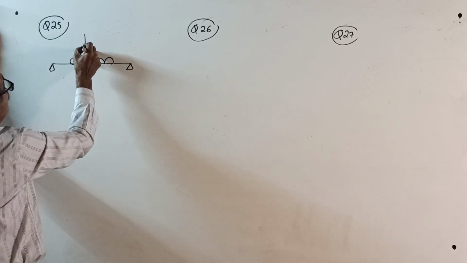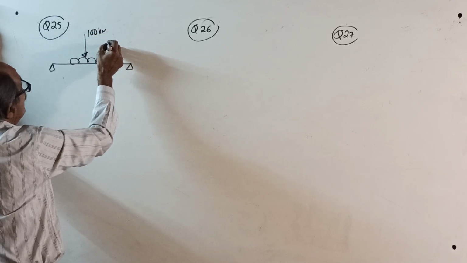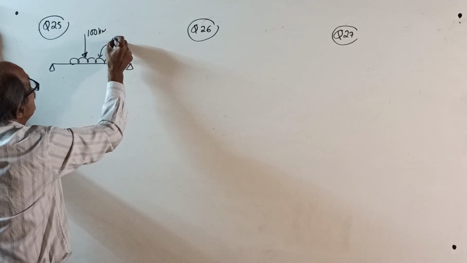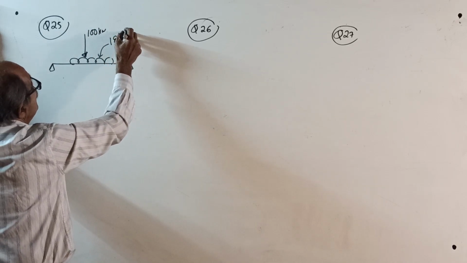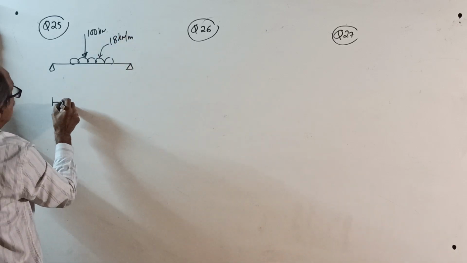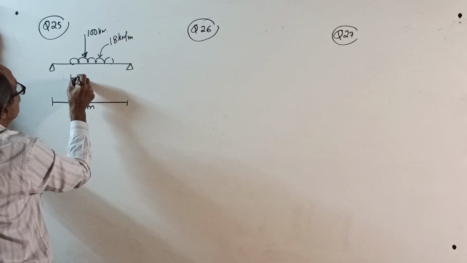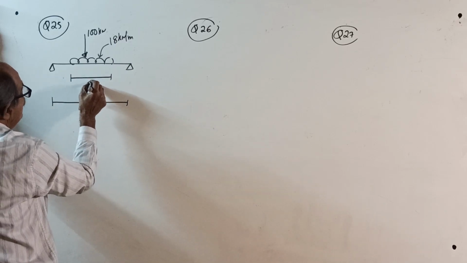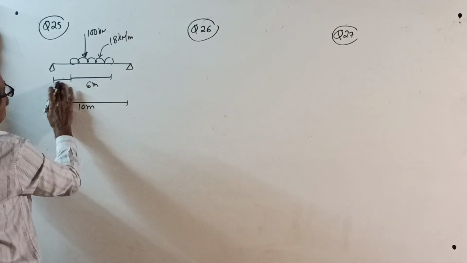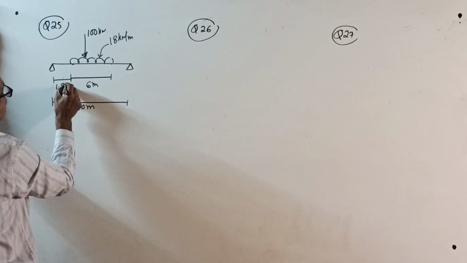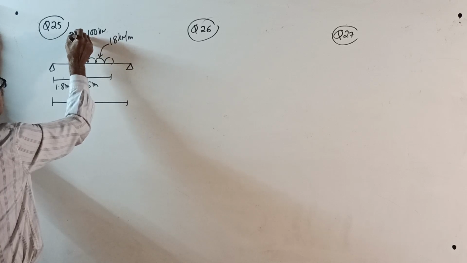A UDL and a point load here. The point load is 100 kilonewton. The UDL is 18 kN per meter, 18 or some number, whatever comes to mind. The beam span I will take as 10 meter to avoid fractions. This loaded length is 6 meter, 4 meter left out. This distance is 1.8 meter, and this distance is 2 meter.